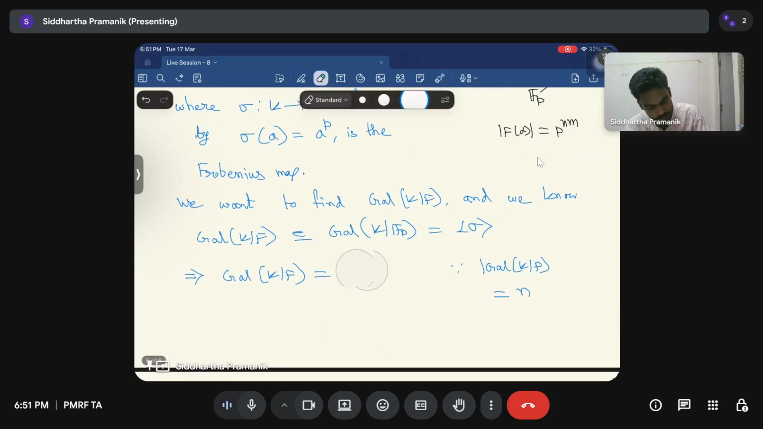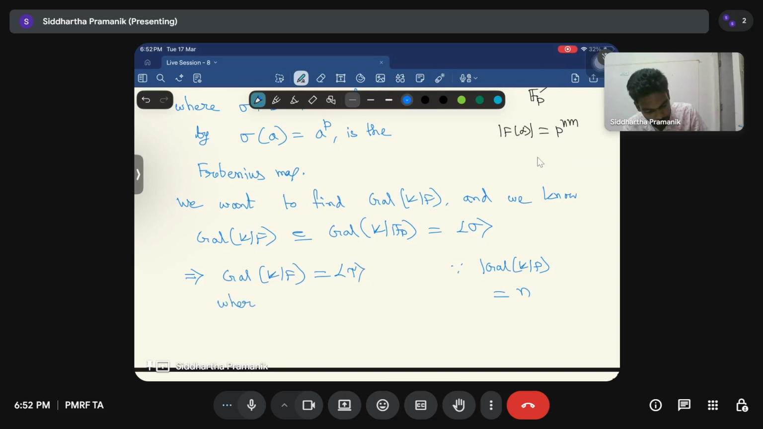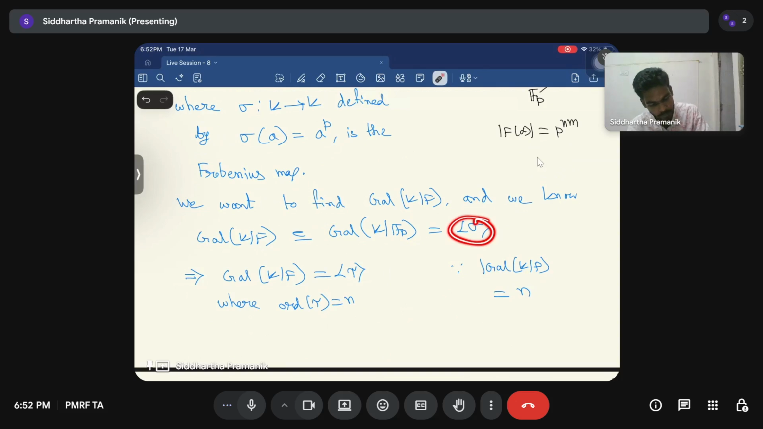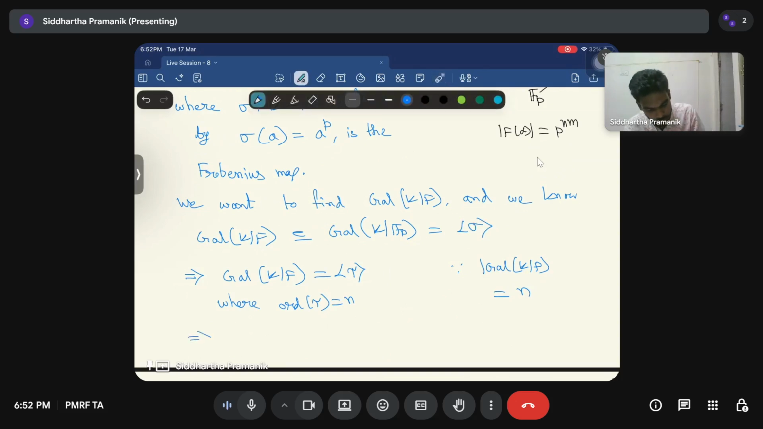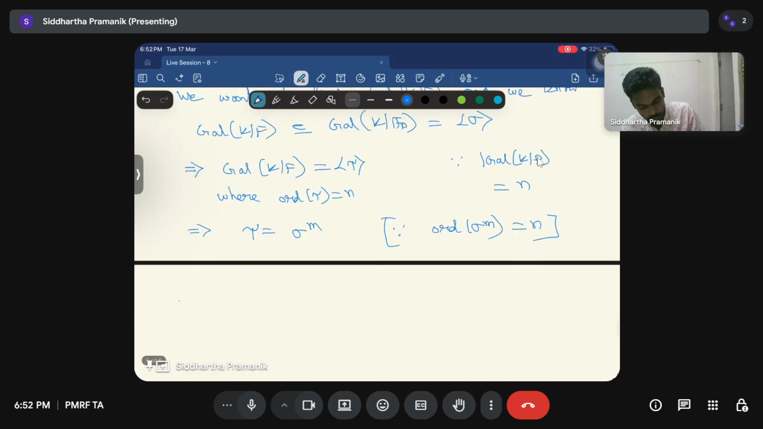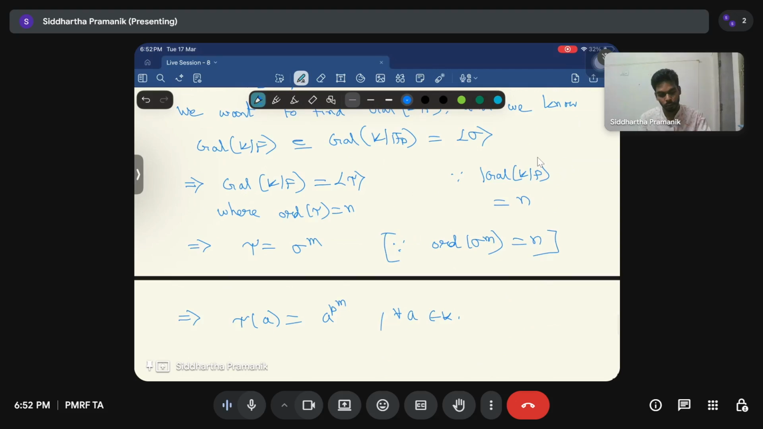So let me write this generator as tau, where the order of tau is n, but we know sigma has order nm. So this will imply tau equals sigma power m, because the order of sigma power m is n. So this will imply tau of a is basically a power p power m for all a belonging to K. So we have found the Galois group.